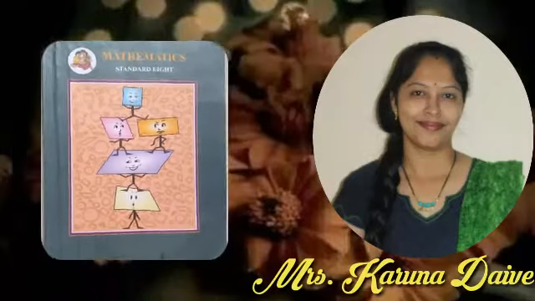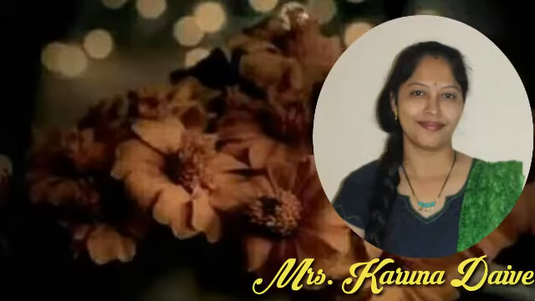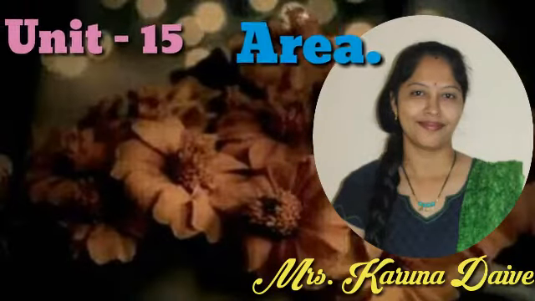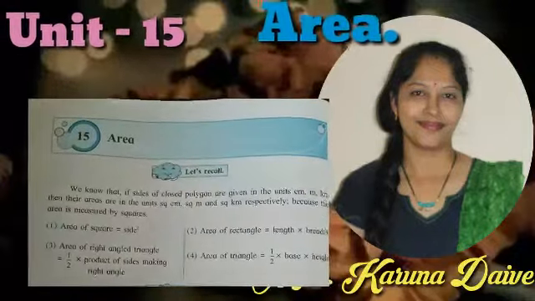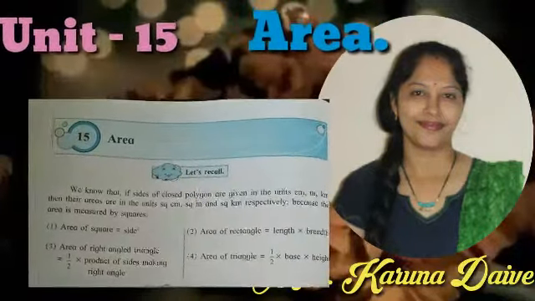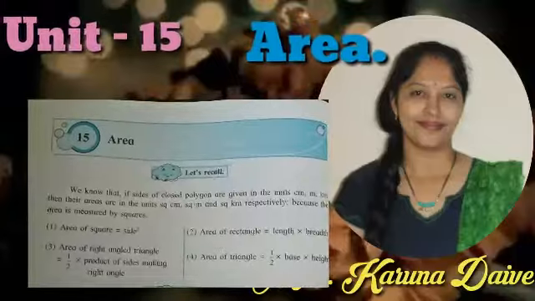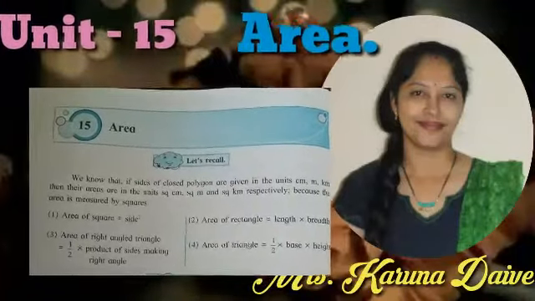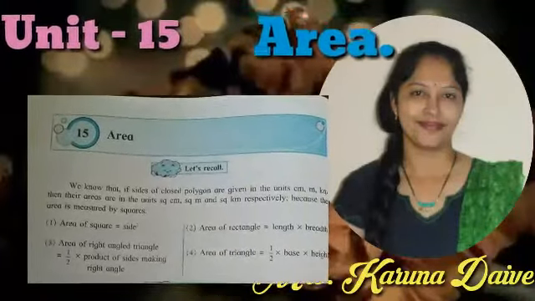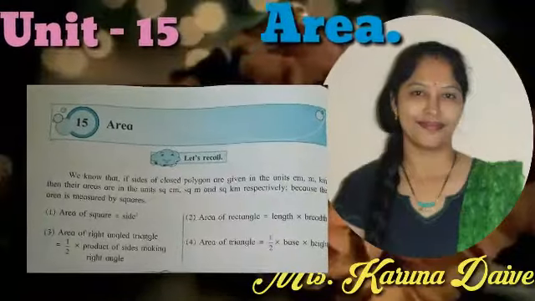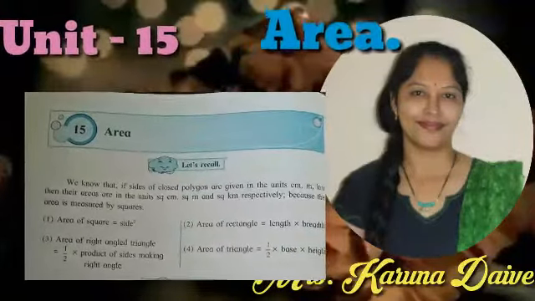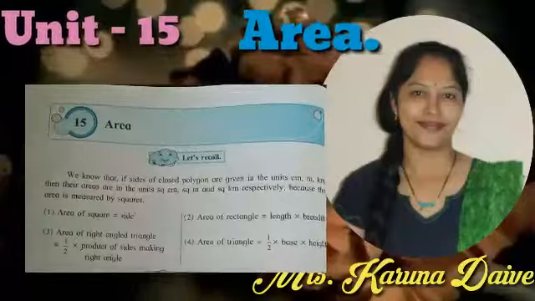Friends, in our last lecture we have already started our unit number 15, that was area. In that we will learn about how to find out the area of parallelogram, rhombus, trapezium and triangle. But now here is time to go ahead and to learn about the area of irregular shapes and circle. So let's start it.